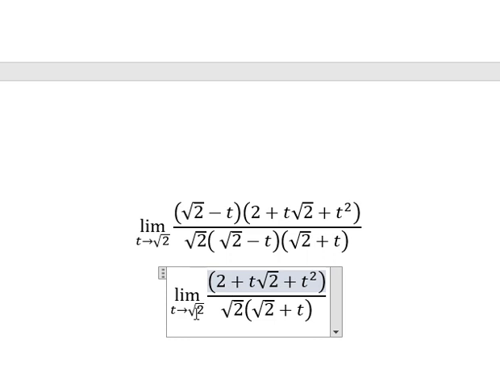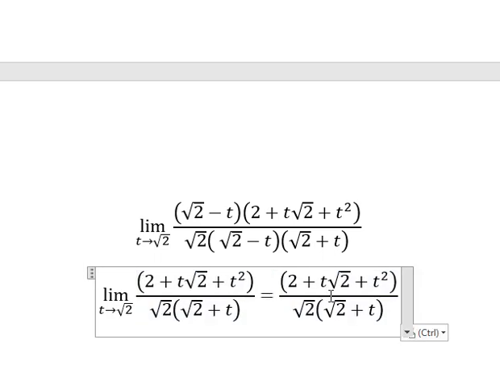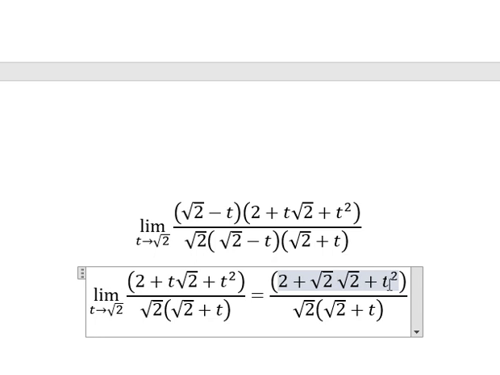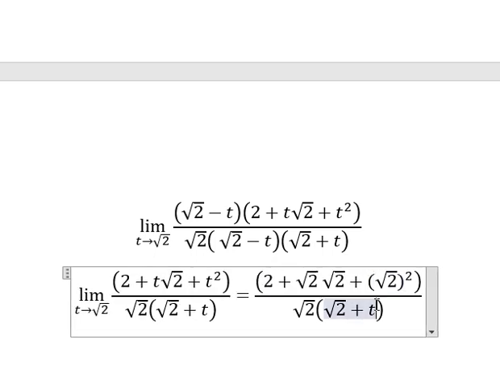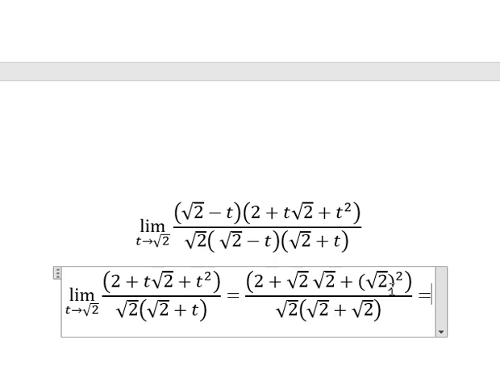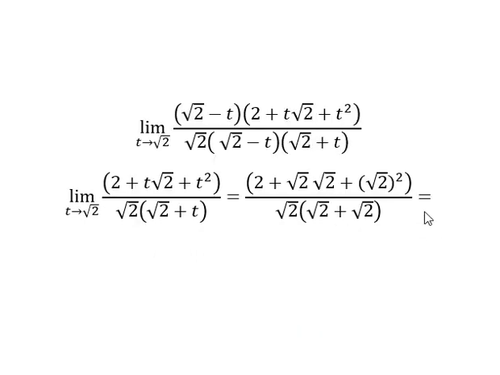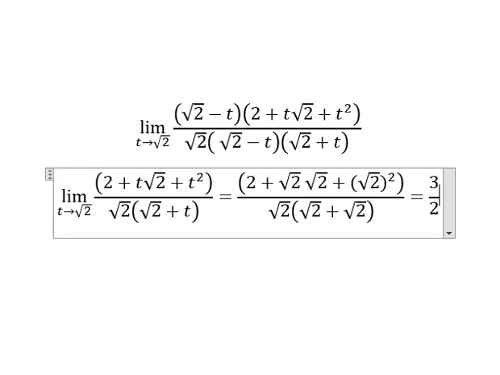Now we put the square root of number 2 here, here, and here. So we have the final answer. So we calculate this one, and we have number 3 over 2. This is the end.